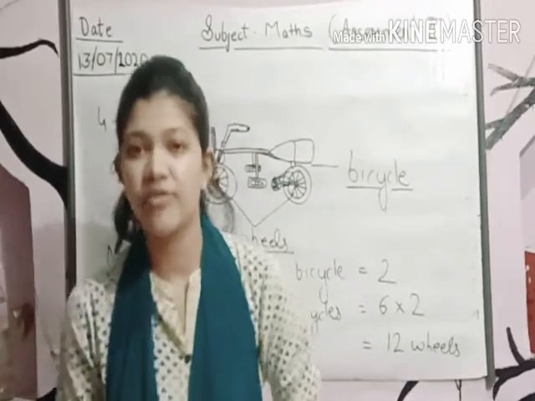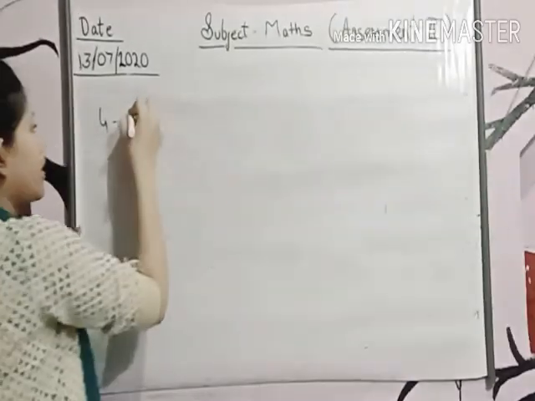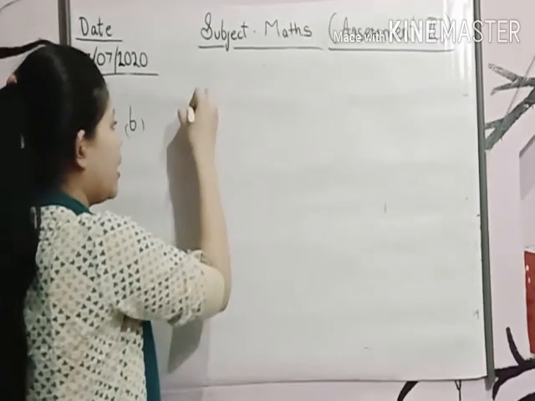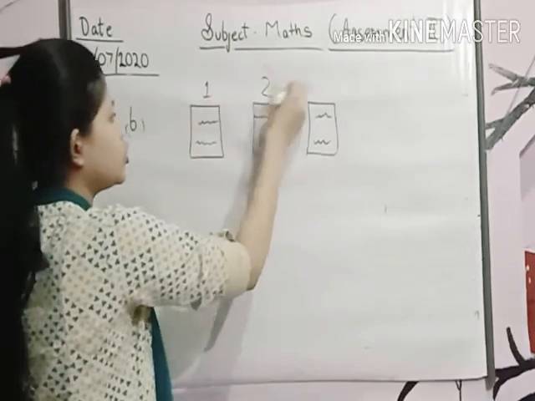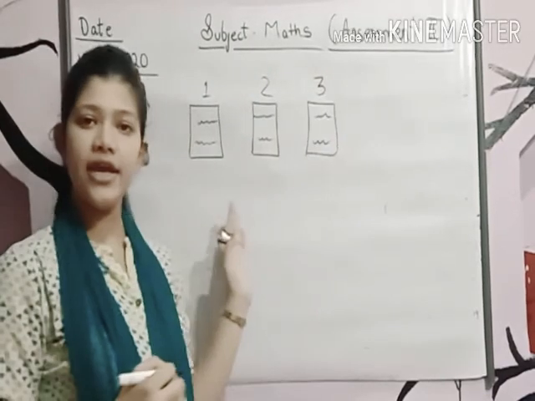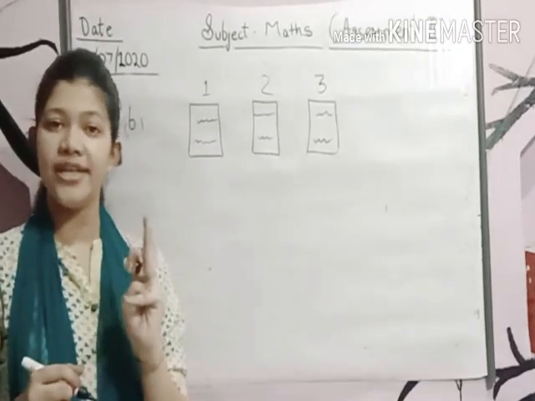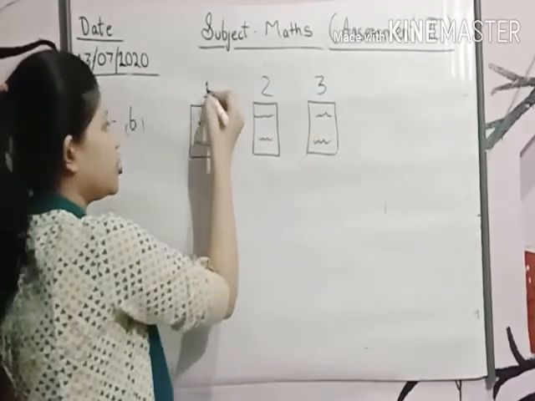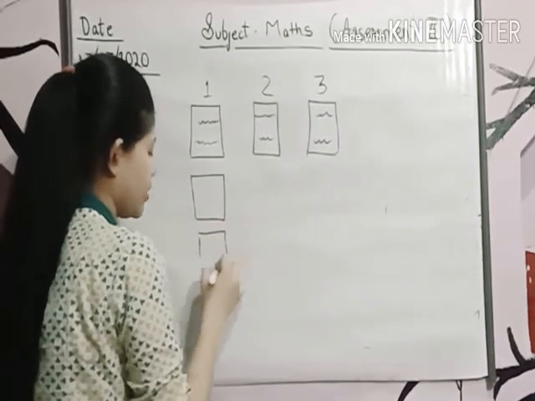Let's understand with the help of a diagram. There are 3 rows of paper. 1 row, 2 row, 3 row. Okay? And each row has 3 papers. Yes. So how many papers does each row have? Row 1 has 3 papers. Means 1, 2, 3.